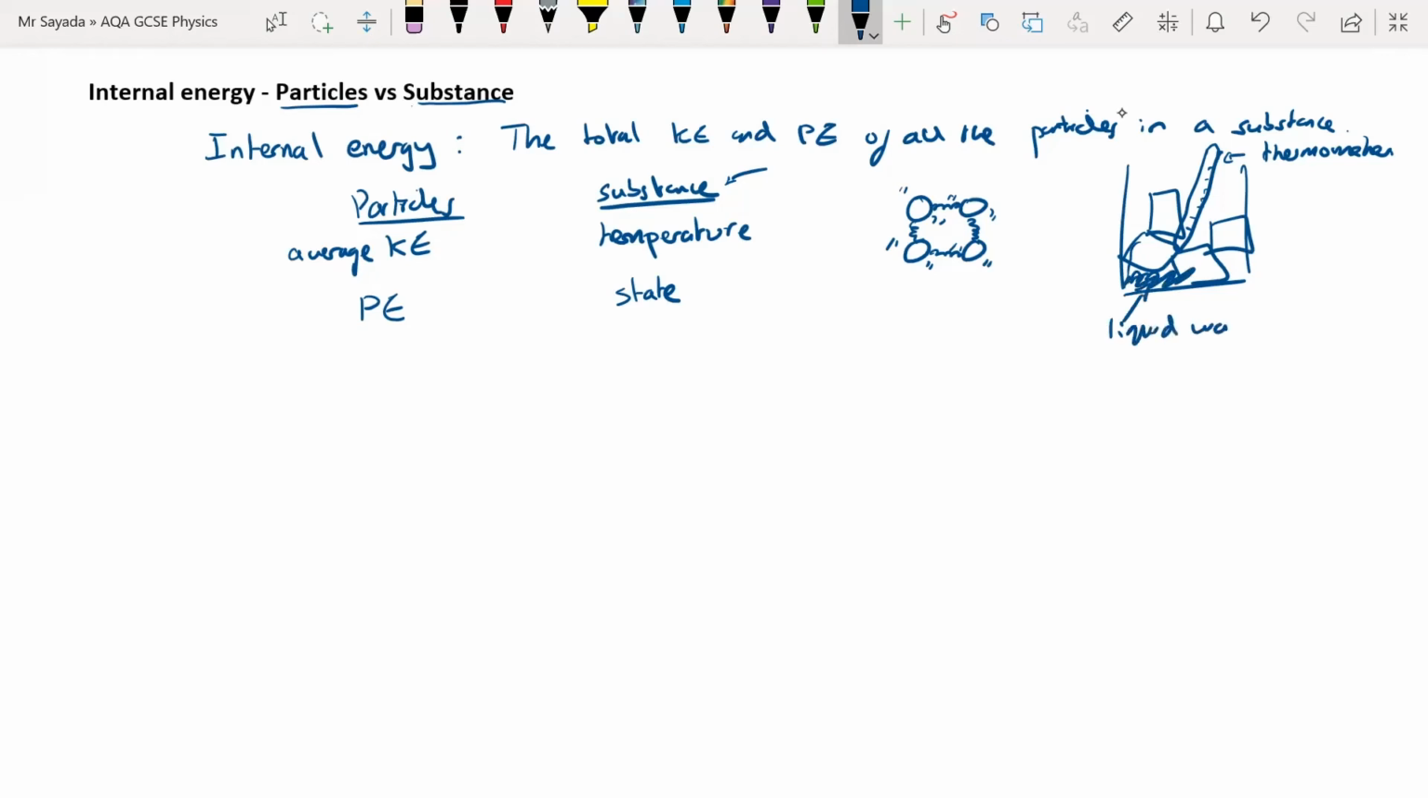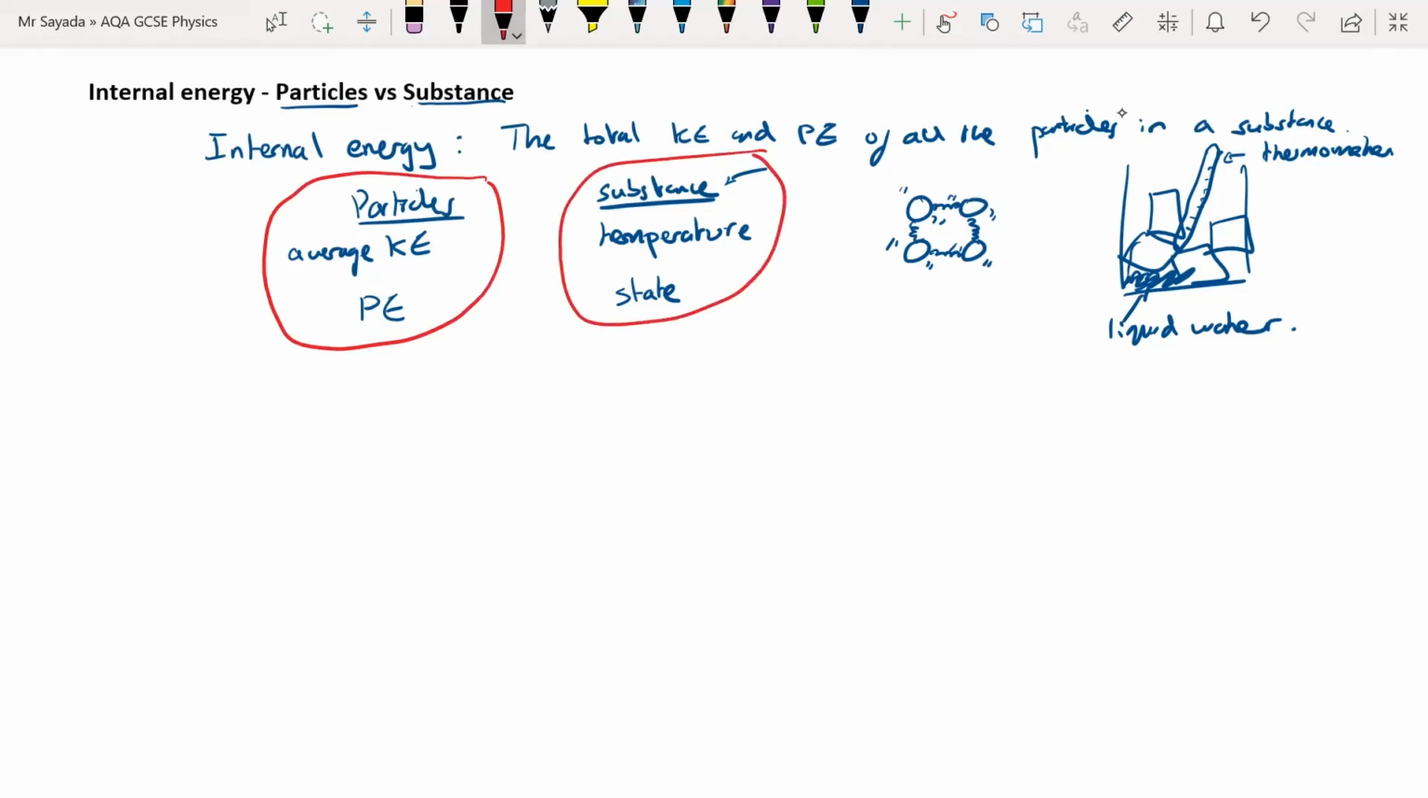So you, the observer, would see a state change. That's what you would observe. But what's happening is the potential energy of the particles is increasing. You wouldn't be able to see that. So I'm just stressing here that the properties of the particles link to the properties of the substance. Don't get confused between the two.